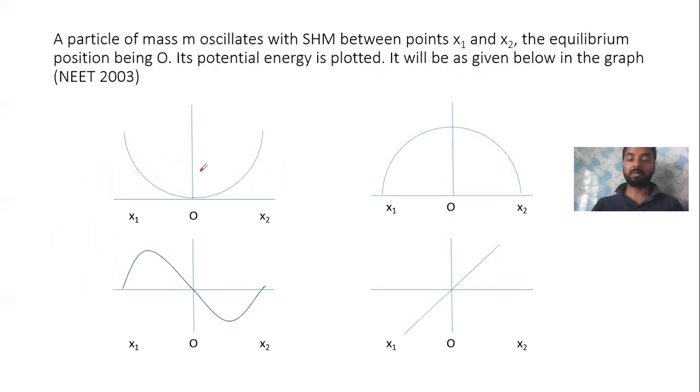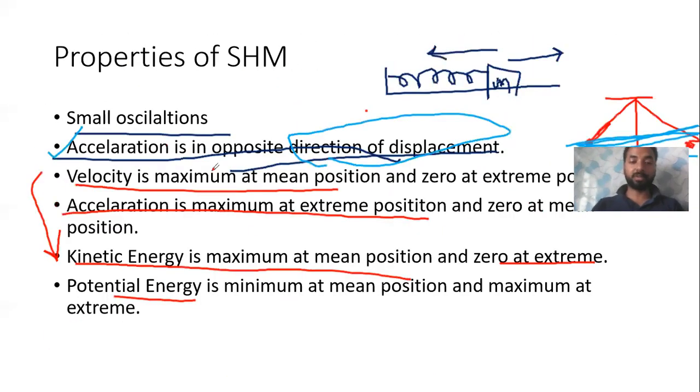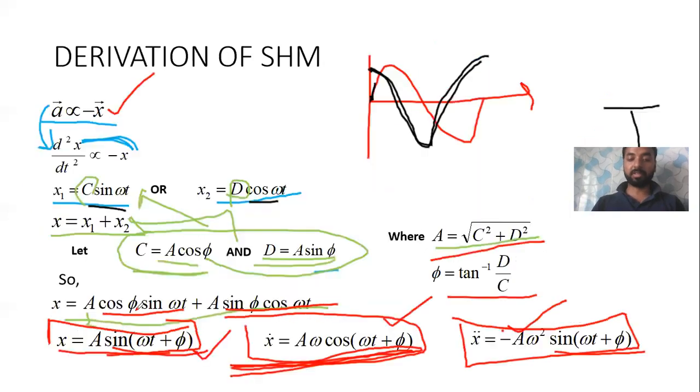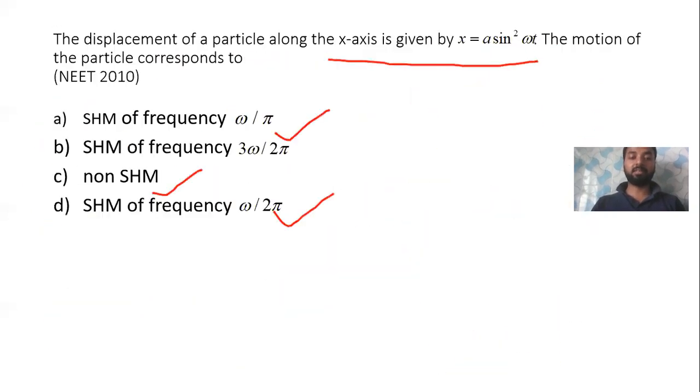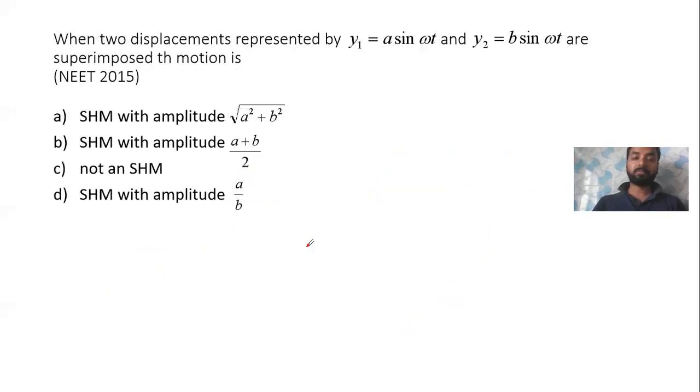All these are repeated questions. Here the SHM kinetic energy versus potential energy graph is plotted and you have to choose the correct potential energy curve. This question is asked from this point. See here, potential energy is minimum at the mean position and maximum at the extreme position. So tell in these graphs which one is minimum at the mean position and maximum at the extreme position. Choose the correct option.